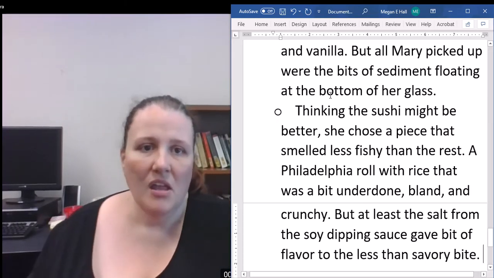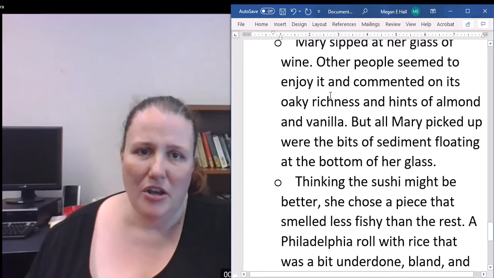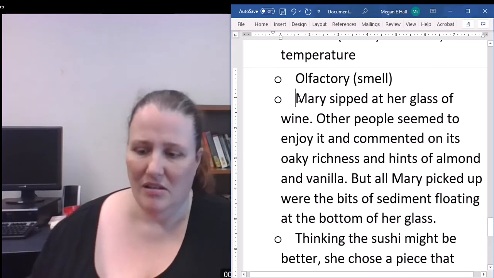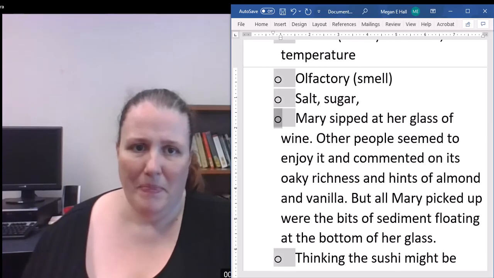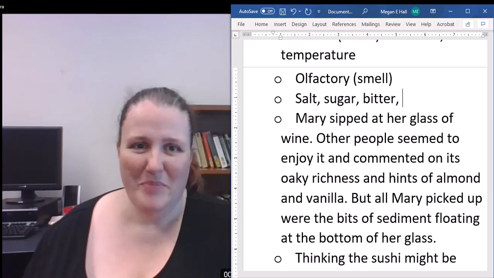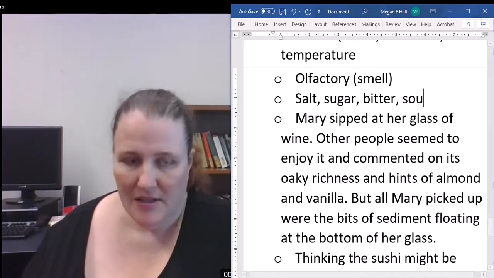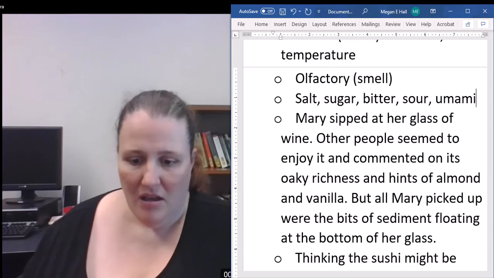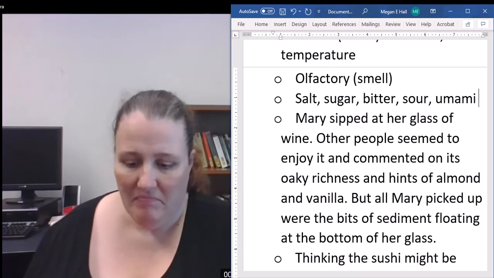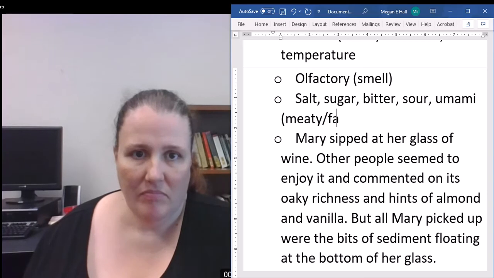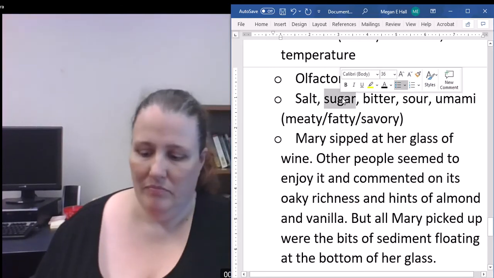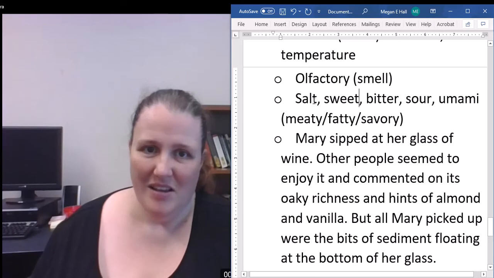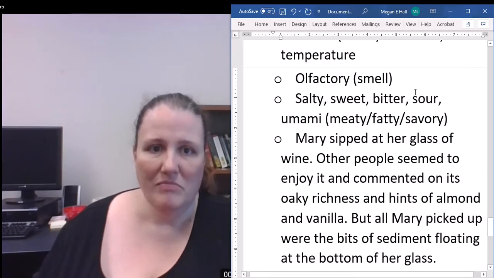Okay. There are a lot of other things that you can do here. I should have listed before too: salt, sugar, bitter, sour, umami, that has to do with kind of meaty, fatty, savory, those kind of things, as opposed to the sweet. So salty, sweet, bitter, sour, savory.